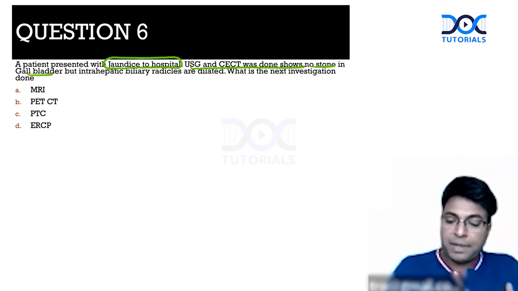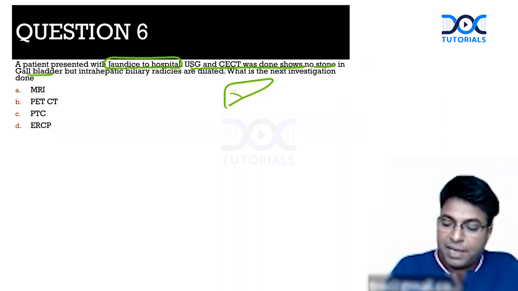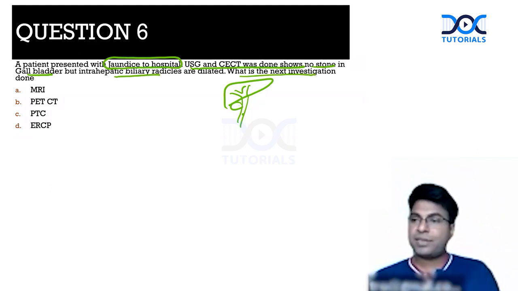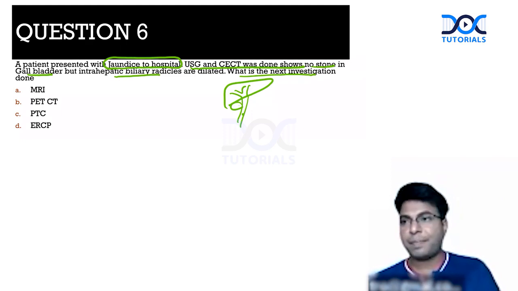See, interesting. Patient has intrahepatic biliary radicals dilated. There is no stone in the gallbladder, no stone in the bile duct on ultrasound. So ultrasound and CT are not giving you a good diagnosis. What is the next investigation? Can you tell me here what is the correct answer here?